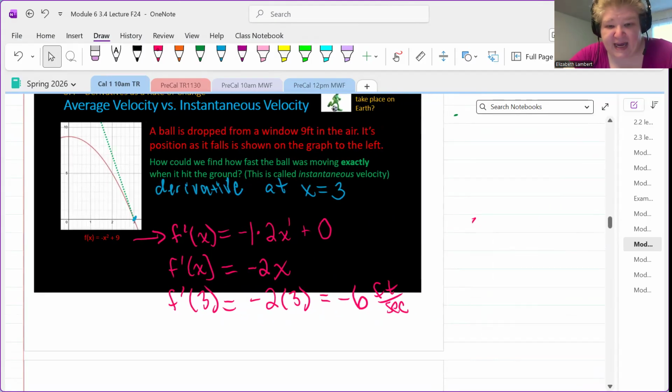But if we assume seconds, then it's going downward. It's got a downward pointing velocity of -6. So the speed on the radar gun would be 6 if it's in seconds, feet per second. That is our instantaneous velocity. The average between our starting velocity of 0 and our final velocity of -6 averages out to that -3 we got for the secant line.